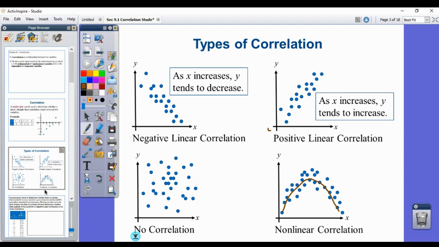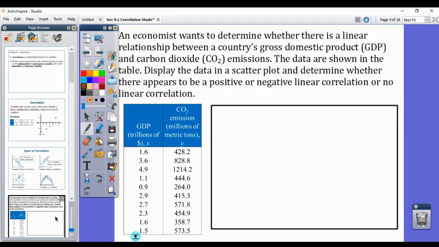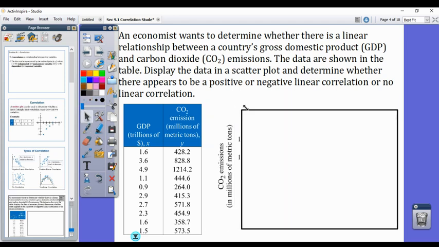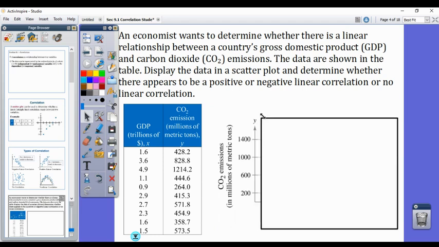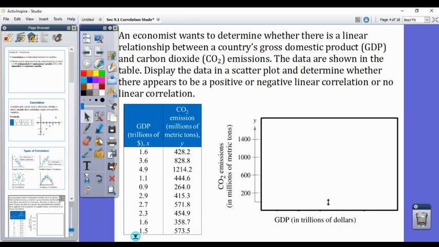Okay, so what I want you to do now is we have some data. An economist is determining whether or not there's a linear relationship between a country's gross domestic product and carbon dioxide emissions. So it wants us to create a scatter plot. I'm going to show you what I used for my x and my y axis, so you can create the same thing. That's the scale that I used for my y, and that's the scale that I used for my x.